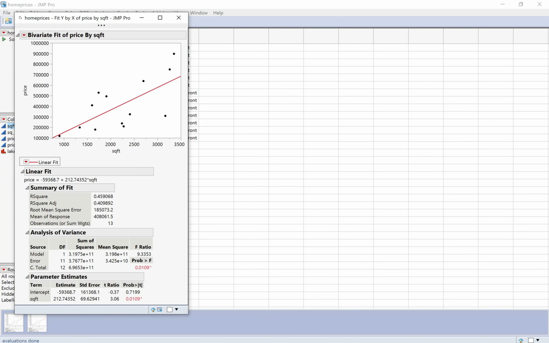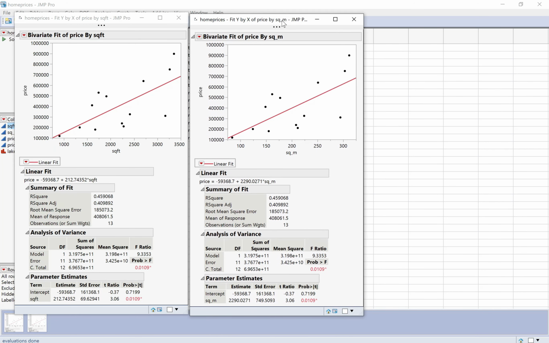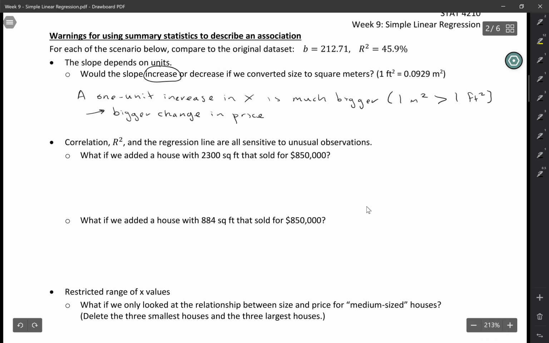And let's compare that side by side to our original analysis. You'll notice that the shape of the data looks the same. The only thing that has changed here is the scale. And the slope is much larger than before, and that's because a 1 square meter increase is a much more substantial change than a 1 square foot increase. Correlation, R-squared, and the regression line are all sensitive to outliers or unusual observations.